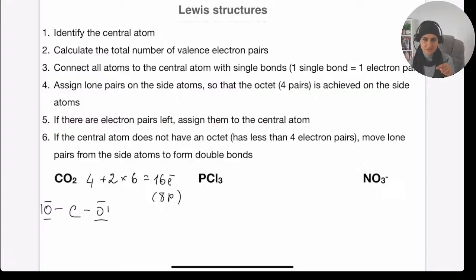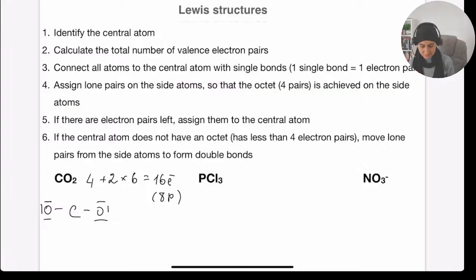So at this stage, I'm counting the number of pairs I have used up out of 8. So how many pairs have I used up? 1, 2, 3, 4, 5, 6, 7, 8. 8 out of 8 have been used up. Which means that there are no lone pairs on carbon. I don't have any pairs left.